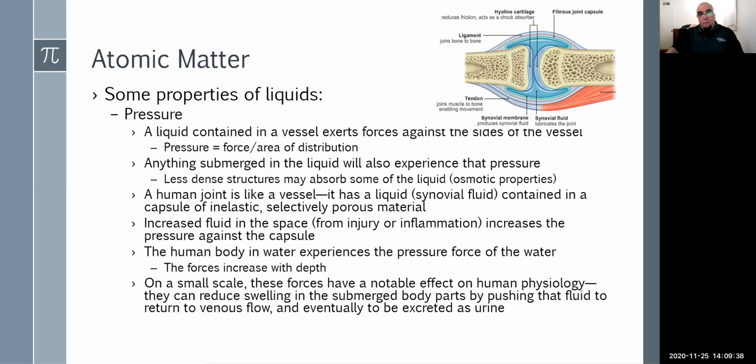When we talk about the human joints, all the joints of the body, most of the joints have synovial fluid in them. That synovial fluid is contained in a capsule, and that capsule absorbs some fluid from the outside and lets some of that fluid off as the pressure increases and decreases.